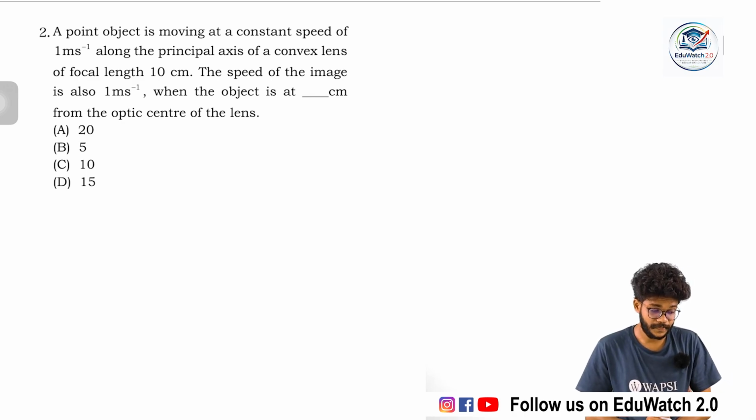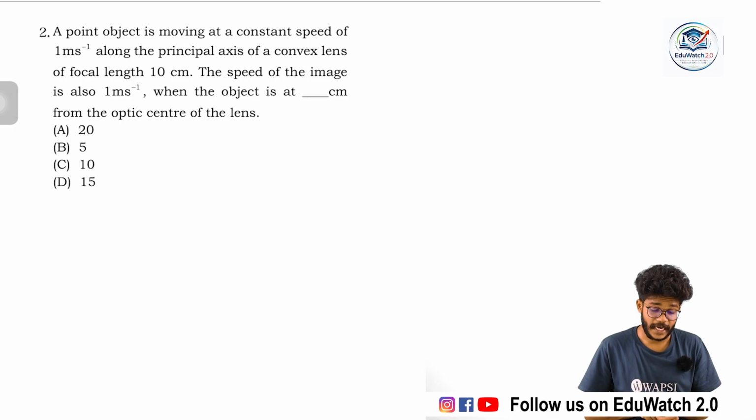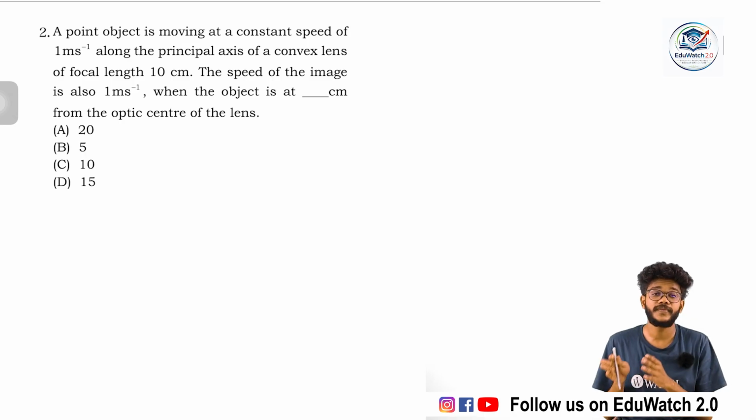A point object is moving at a constant speed of 1 meter per second along the principal axis of a convex lens of focal length 10 centimeter. The speed of the image is also 1 meter per second. When the object is at a dash centimeter from the optic center of the lens, we have to find, given the focal length f, the position of the object when u and v are moving at a speed of 1 meter per second. So do we have an equation?